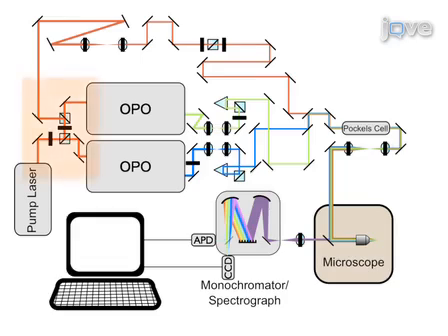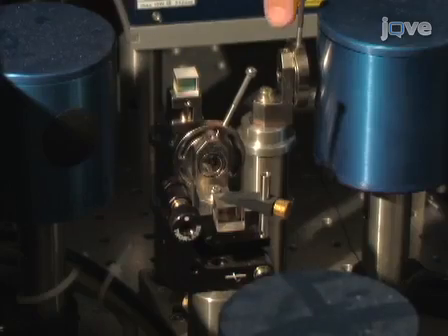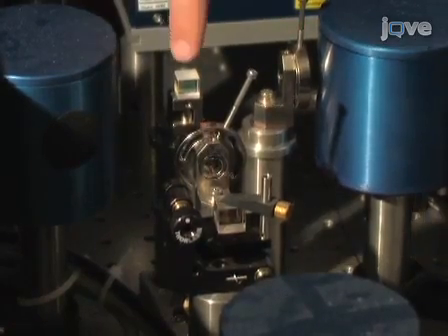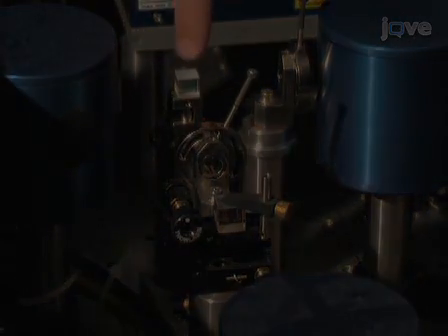Using a series of half-wave plates and polarizing beam splitter cubes, the beam is split into three parts. A half-wave plate combined with a polarizing beam splitter cube allows adjustment of the amount of power.